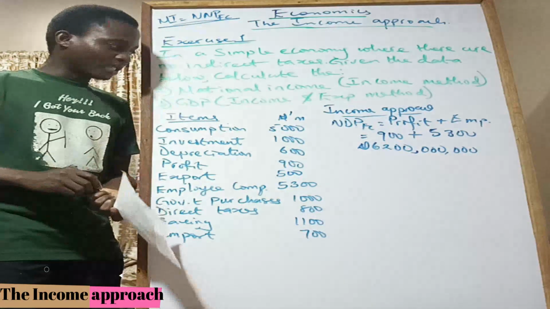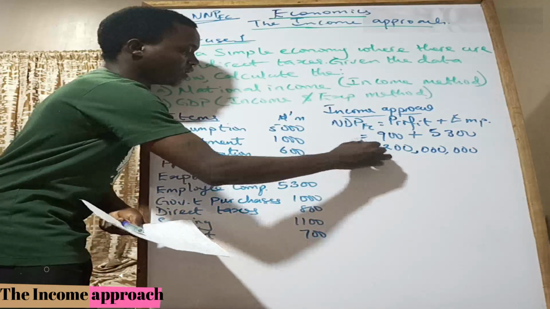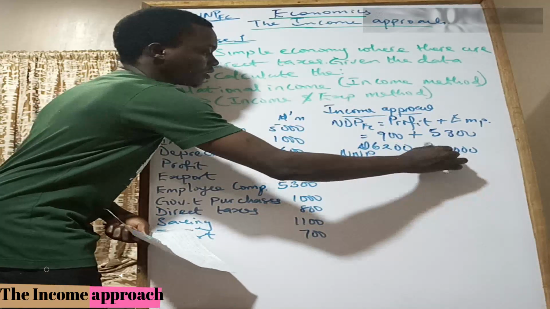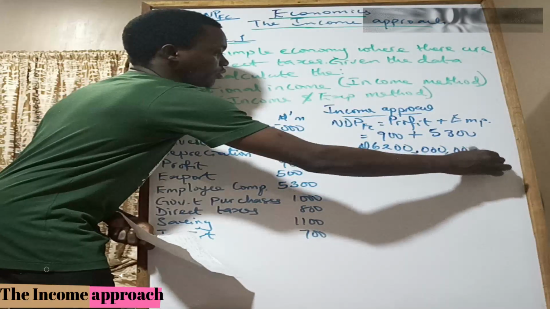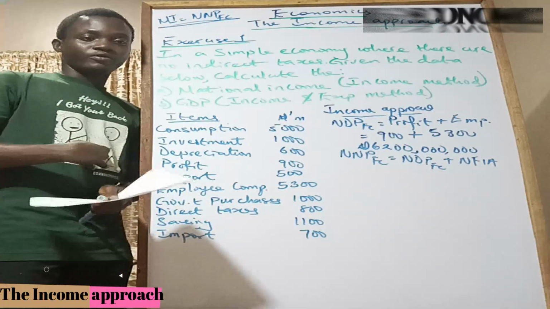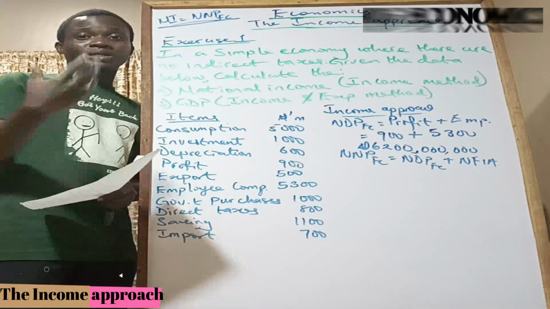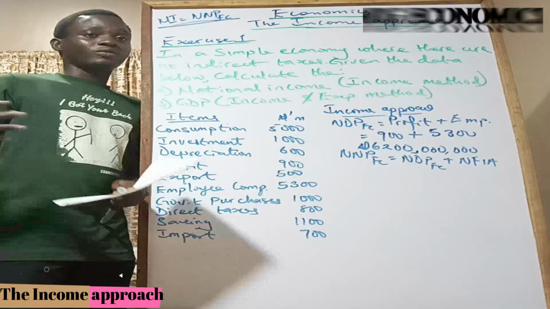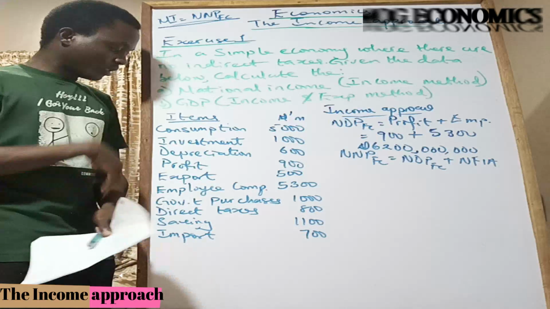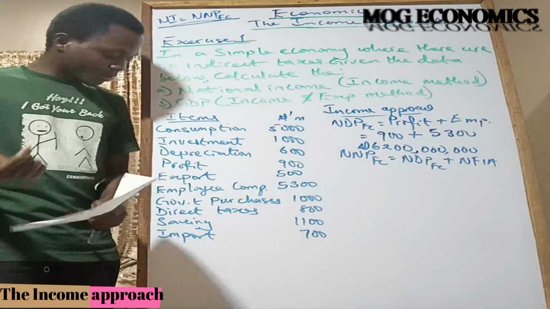After that, how then do we get our NNP? Because that's what we need. NNP at factor cost is equal to NDP at factor cost plus net factor income from abroad. If you remember from the previous lesson, that is income received from abroad minus income paid to foreigners. You could have each of those items, like property income from abroad and property income to foreigners, to find the net, or you may just have net income from abroad among your list of items. But if you look at this, we don't have anything that looks like net factor income.